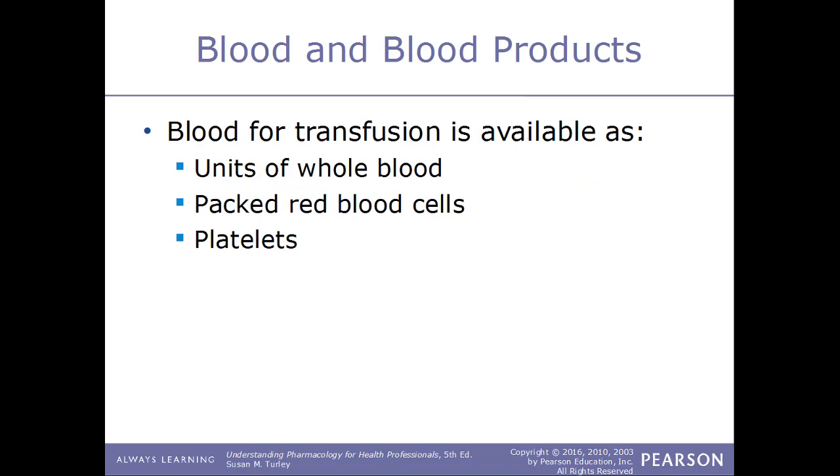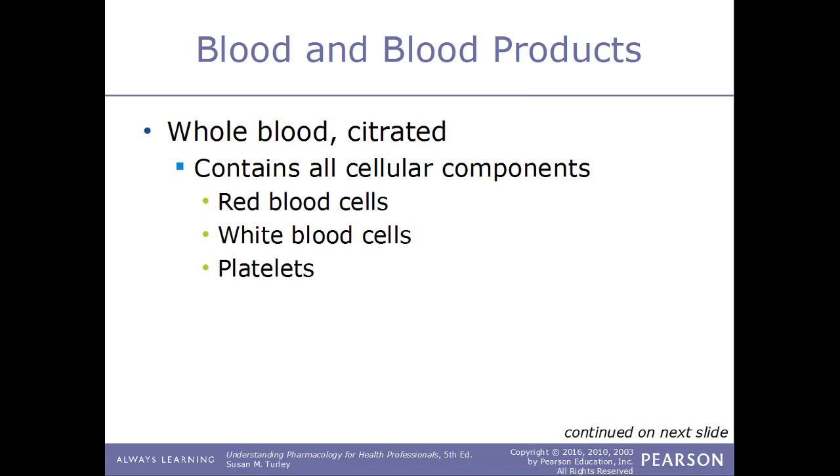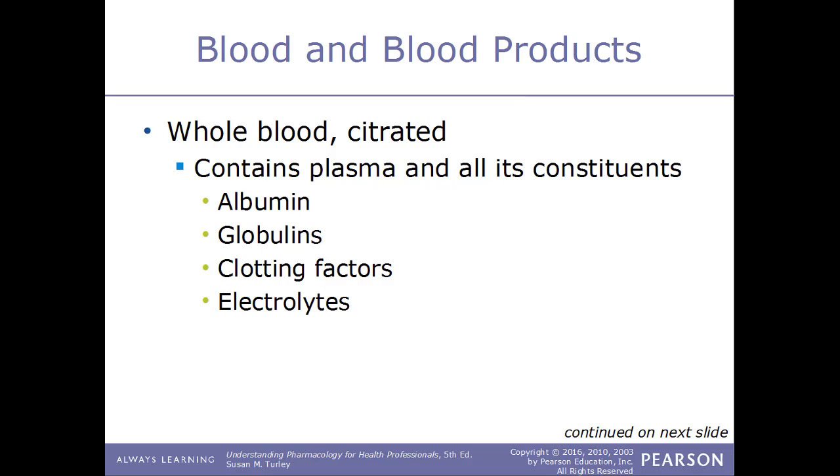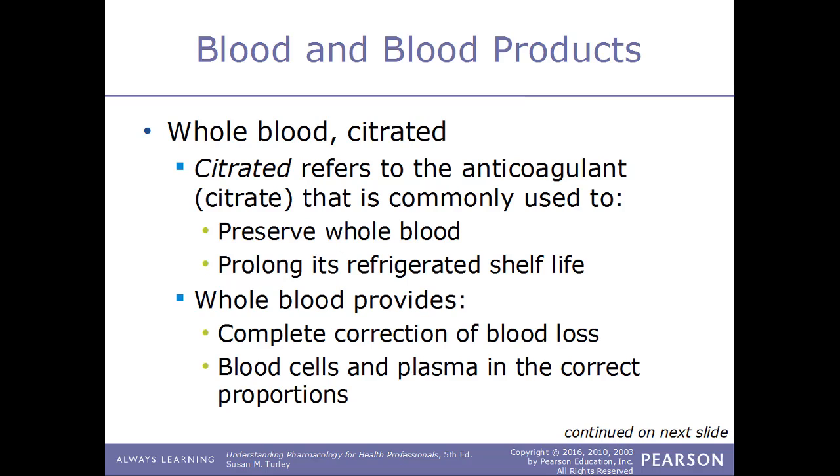Alright, now we'll talk about blood and blood products. Blood for transfusion is available as either units of whole blood, packed red blood cells, or platelets. When it comes to whole blood citrated, this contains all cellular components of blood, so red blood cells, white blood cells, and platelets. It also contains all the plasma and all of its constituents, so albumin, globulins, clotting factors, electrolytes. And the term citrated refers to the anticoagulant citrate that's commonly used to preserve whole blood, which helps it last longer when it is refrigerated. The whole blood will provide a complete correction of blood loss and blood cells and plasma in the correct proportions.